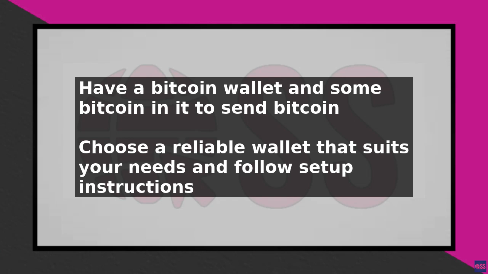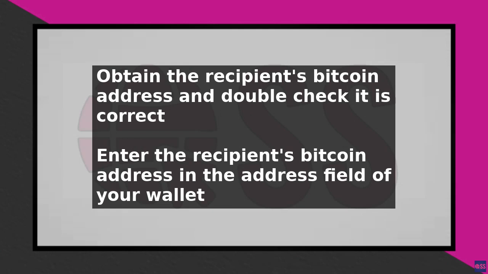Once you have your wallet set up, you need to obtain the Bitcoin address of the recipient. A Bitcoin address is a unique string of characters that starts with a 1 or a 3 and is usually around 34 characters long. You can ask the recipient to provide you with their Bitcoin address, or you can scan a QR code that contains the address.